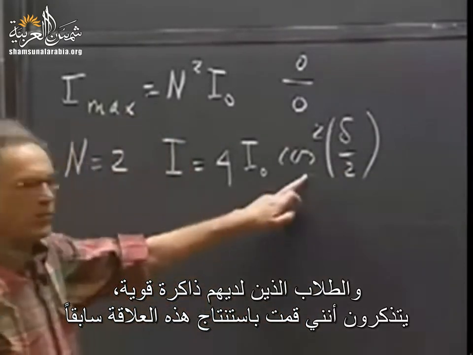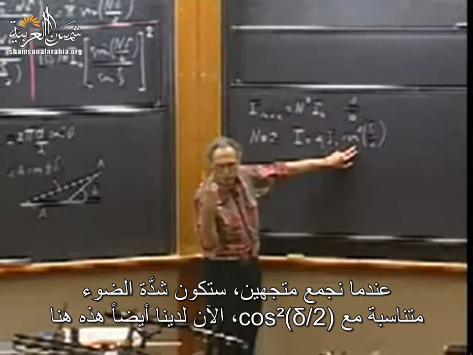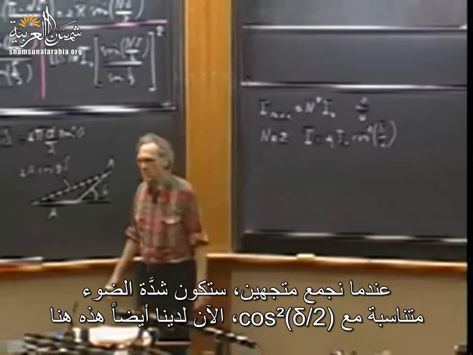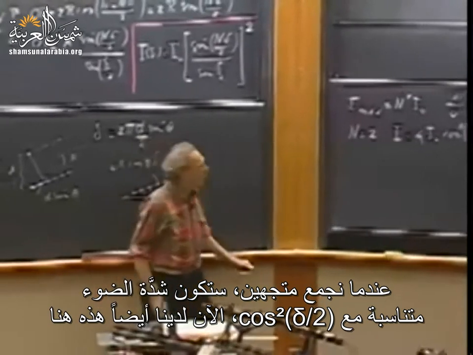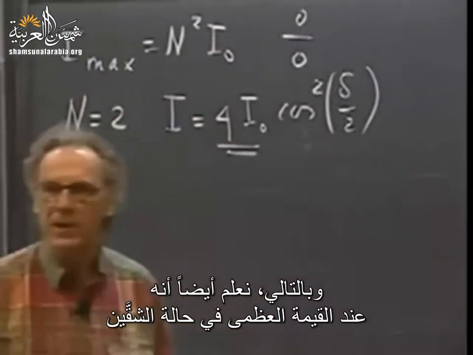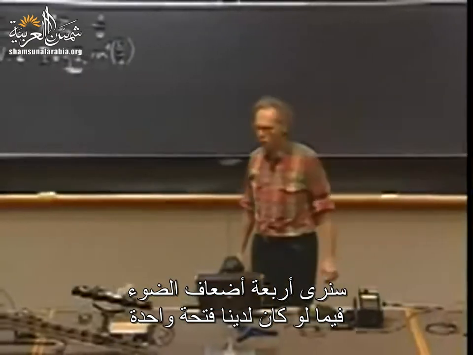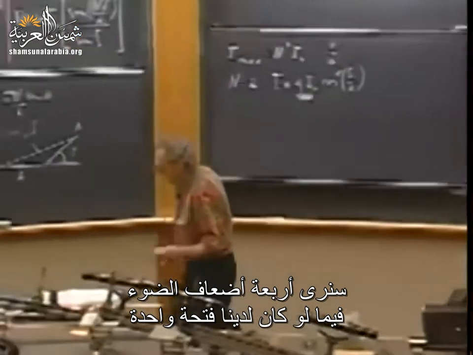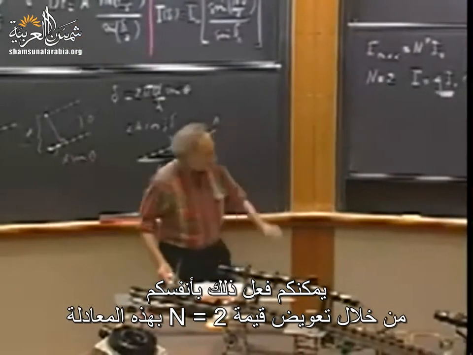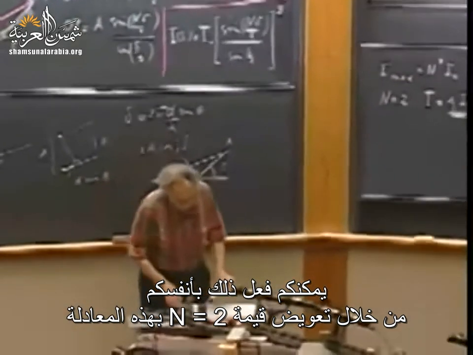And for those of you who have a good memory, remember that I derived this in class when you only have two vectors that you add, that the light intensity goes with the cosine squared of delta over 2. Now you also have this here, so you also know that at the maxima, with two slits, you see 4 times more light than if there were only one opening. And you can do this, of course, on your own by substituting in this equation n equals 2.